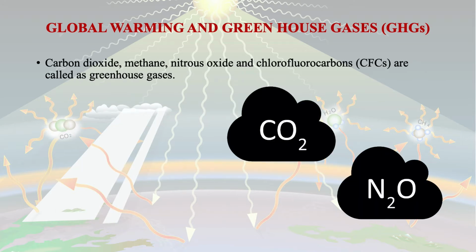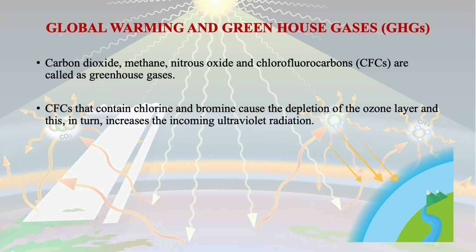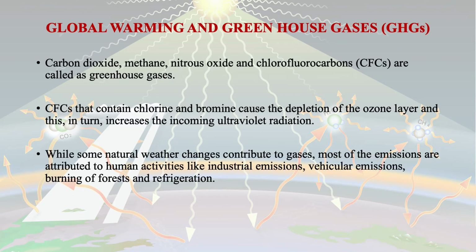Carbon dioxide, methane, nitrous oxide and chlorofluorocarbons, that is CFCs, are called greenhouse gases. These chlorofluorocarbons that contain chlorine and bromine cause the depletion of the ozone layer, and this in turn increases the incoming ultraviolet radiation. While some natural weather changes contribute to gases, most of the emissions are attributed to human activities like industrial emissions, vehicular emissions, burning of forest and refrigeration.